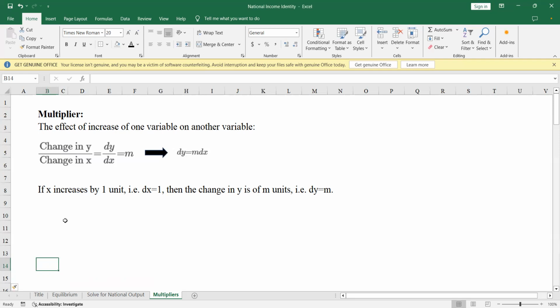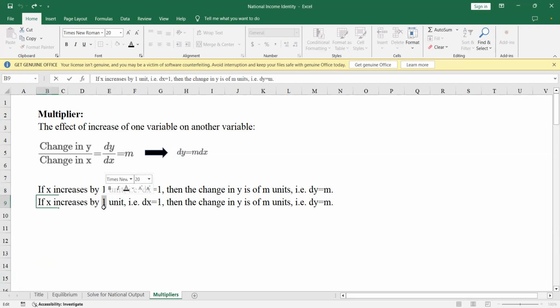What this means is if x increases by 1 unit, which means the change dx is 1, then the change in y is m times dx, or m times 1, which is m units. So if we see an increase in x and we want to see the effect on y, we only have to multiply the multiplier with the changed amount. What if x increased by 500 units? So dx is 500, then y will change by 500 times m.